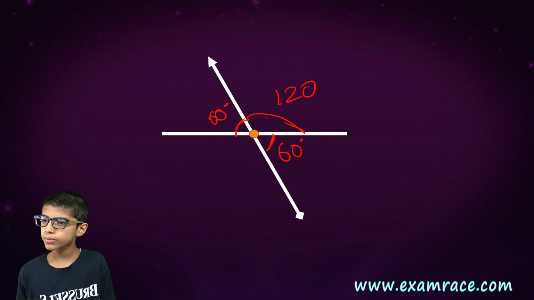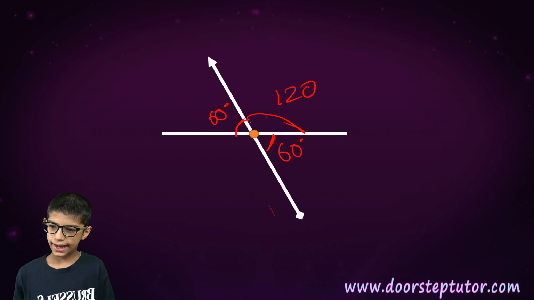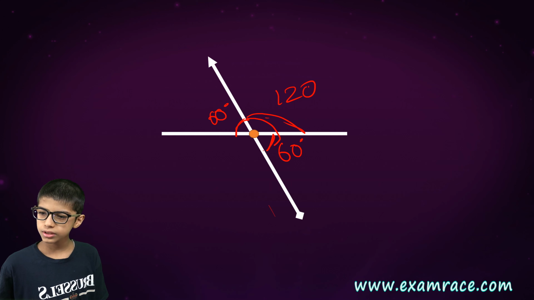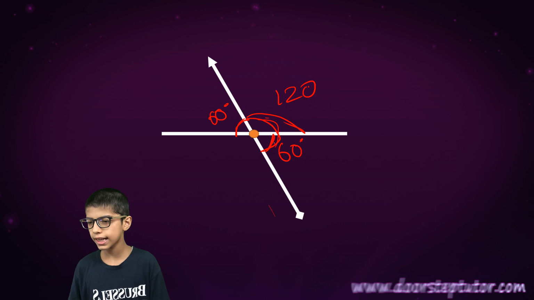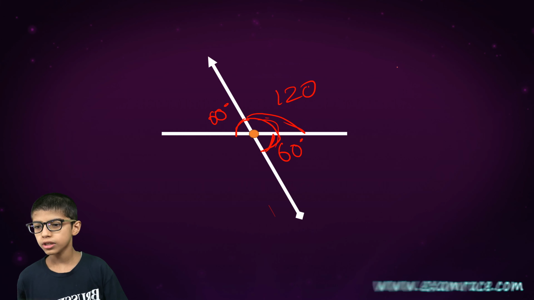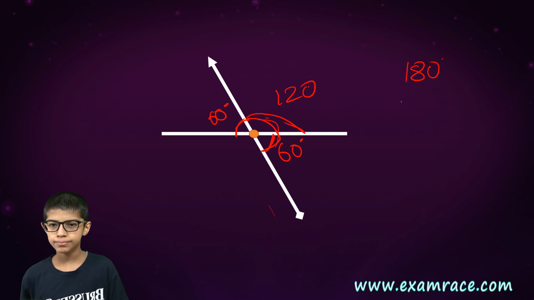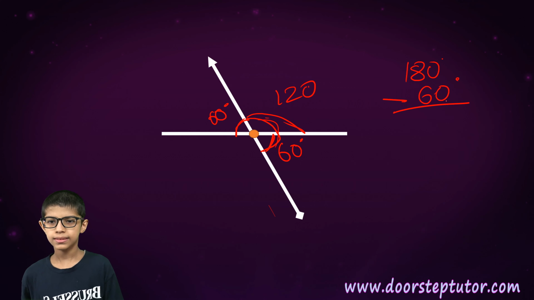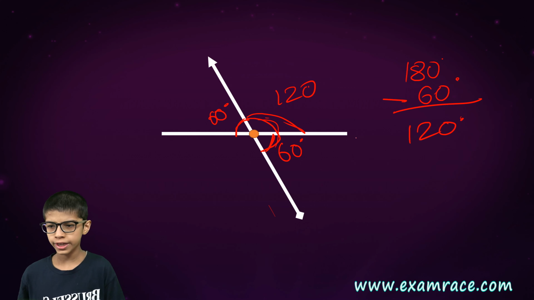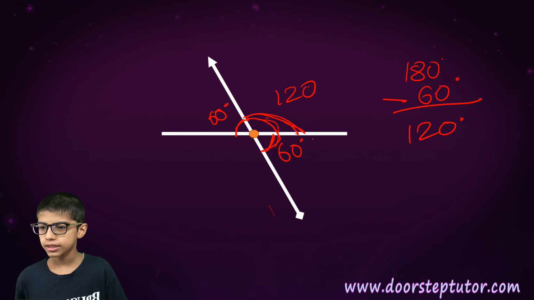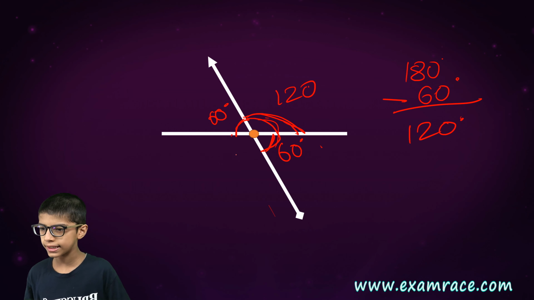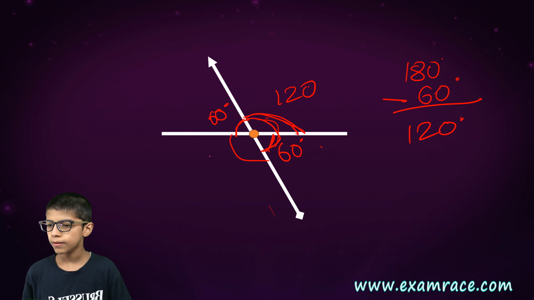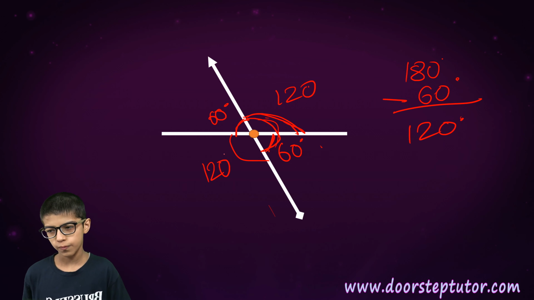Now, let's measure with this line. So, this would be a 180 degree angle. Therefore, 180 degrees minus 60 degrees is equal to 120 degrees. Therefore, this angle would be 120 degrees and the angle opposite to it would also be 120 degrees.